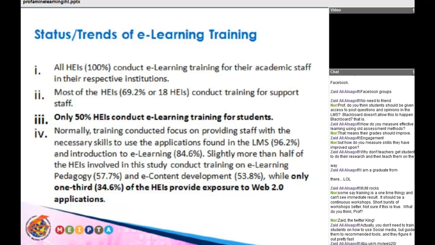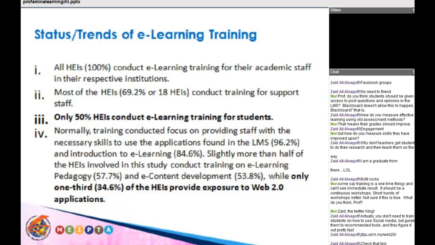I think there is no need to train students with social media, you're right, but especially you need to get them to be familiar with your new LMS. Okay, let's see.